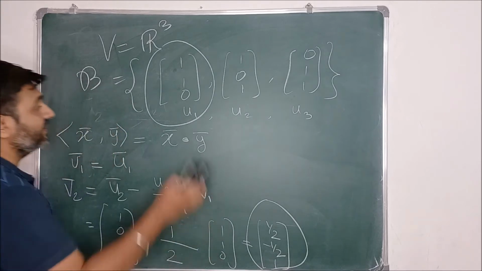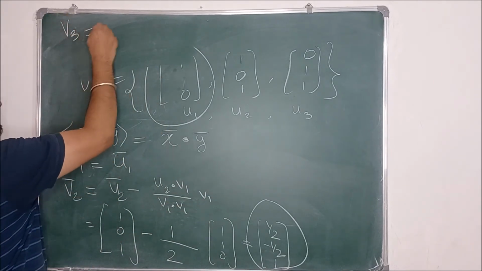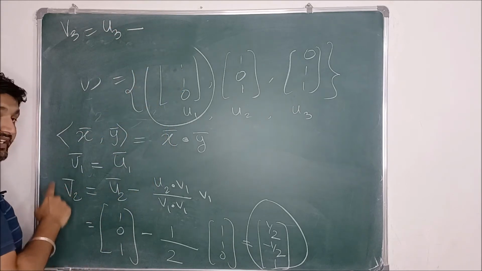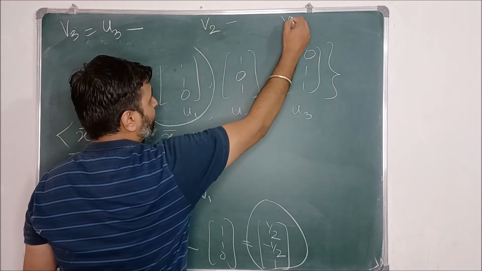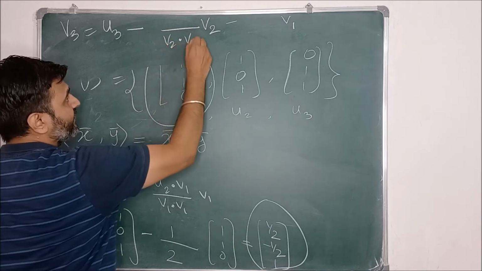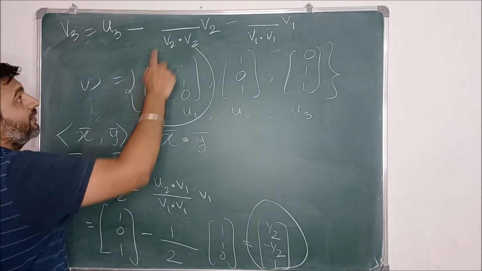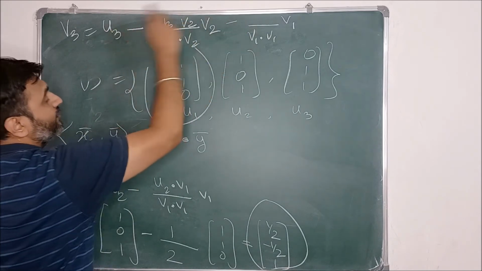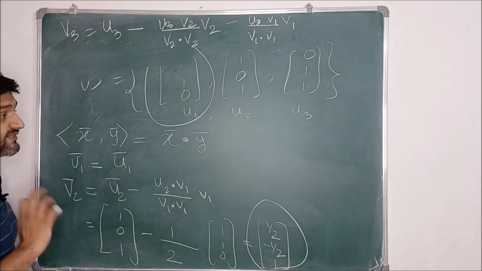Now let us try to find v3. What is the formula for v3? From u3 you subtract the vector which is the projection to v1 as well as v2, so a multiple of v2 and a multiple of v1. For v2 you divide by v2 dot v2. For v1 you divide by v1 dot v1. Here u3 with v2 and here u3 with v1. It's good to remember it in this way.